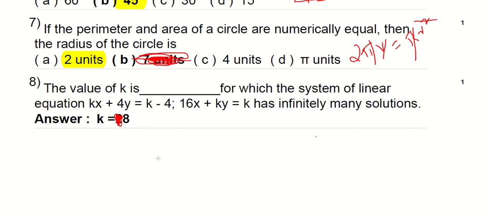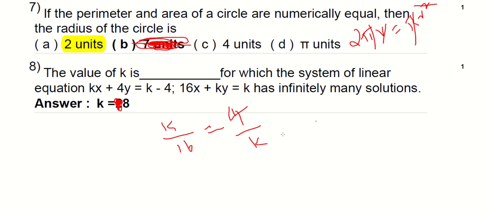The value of k for which the system of linear equations has infinitely many solutions means a1 by a2, b1 by b2, c1 by c2 are all equal. That means the first ratio is k by 16, the second is 4 by k. So k squared equals 64, and k equals the square root of 64, which is 8.